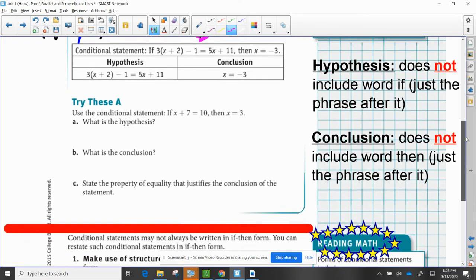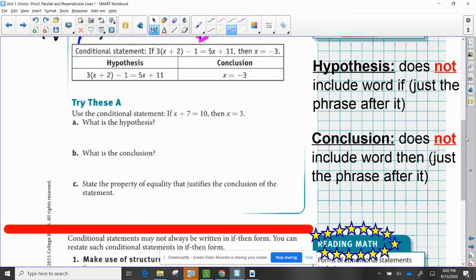Okay, so let's look at an example. Example A here, where they have this conditional statement. If x plus 7 equals 10, then x equals 3. So they're going to ask us here, what's the hypothesis and what's the conclusion? So something important to note that I made a little side note over here on the right is the hypothesis does not include the word if. It's just the phrase that comes after it.